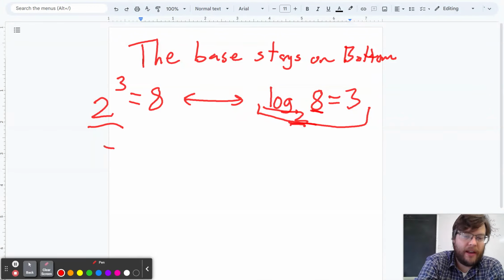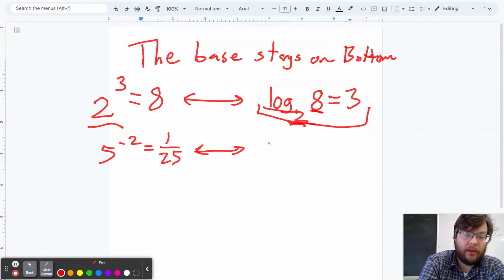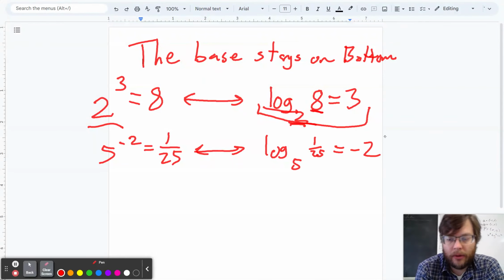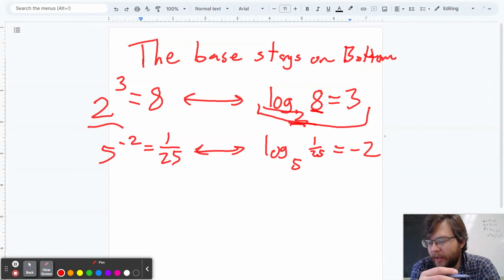So if I had 5 to the negative 2 is 1/25th, I can write log base 5 of 1/25th is negative 2. Okay, the 5 was the base, the 5 stayed on the bottom.